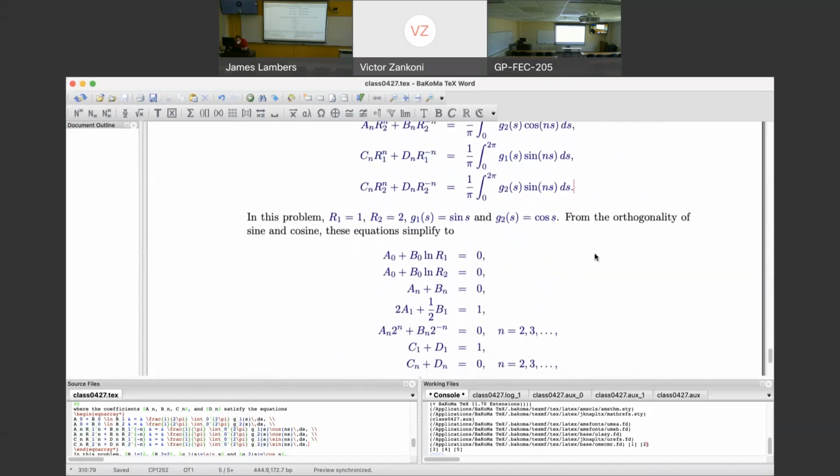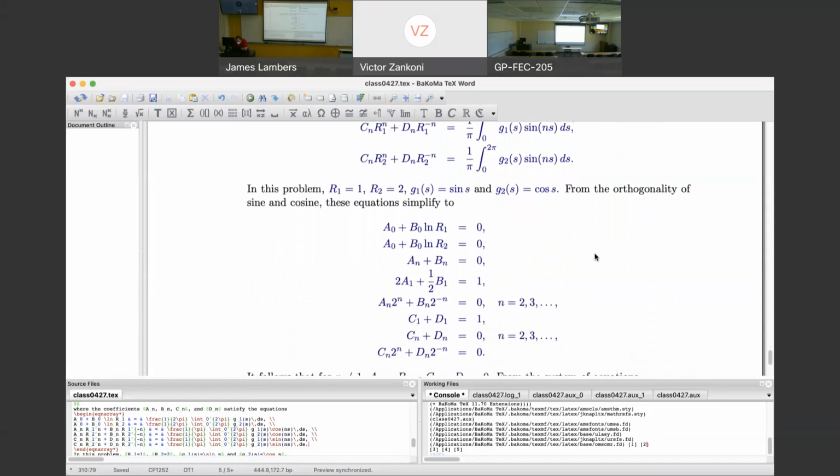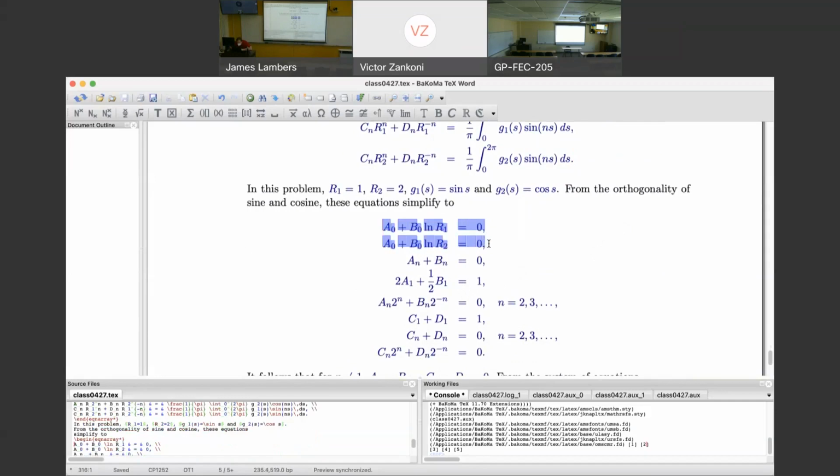So what that tells us is, for our system of equations, here are the ones that come from A_0 and B_0. In this case, both the right-hand sides are 0. So A_0 and B_0 are just going to be 0.